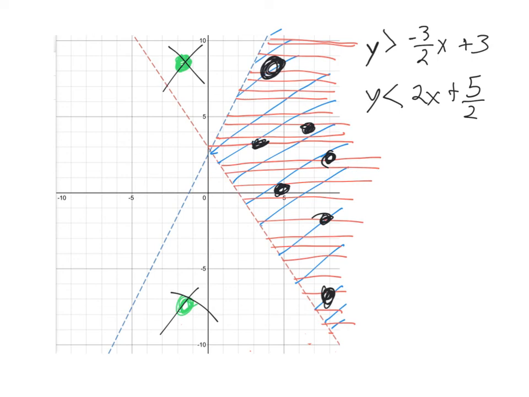I need to make sure I satisfy both inequalities when I have a system of linear inequalities. And so what I'm looking for is where the two areas overlap to build my system of inequalities.